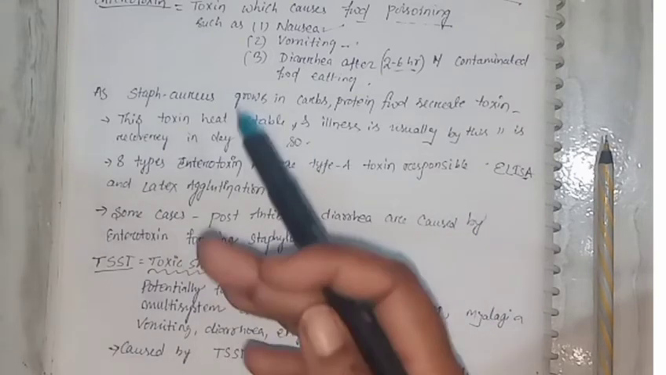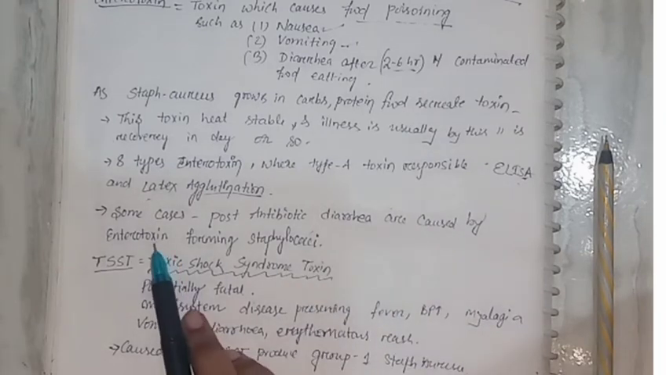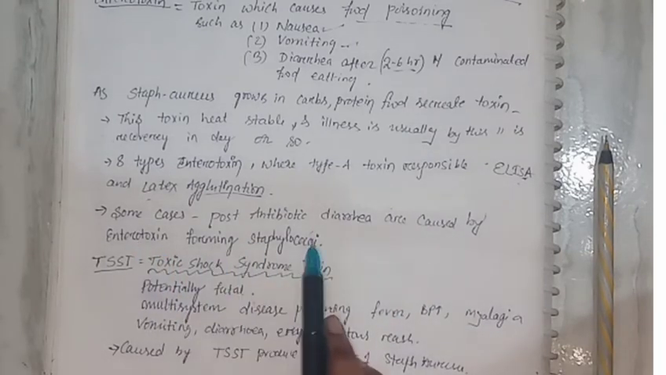8 types of enterotoxin are present, but the type A enterotoxin is mainly responsible for food poisoning, and it is identified by ELISA and latex agglutination. In some cases post-antibiotic diarrhea is also found due to this. If we give any antibiotic medicines for protection against Staphylococcus aureus infection, diarrhea can also occur, and this diarrhea occurs due to the enterotoxin formed by this Staphylococci.